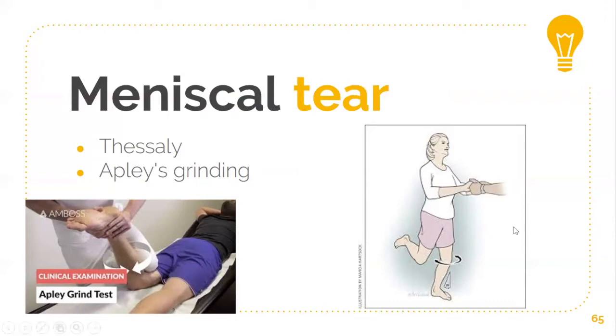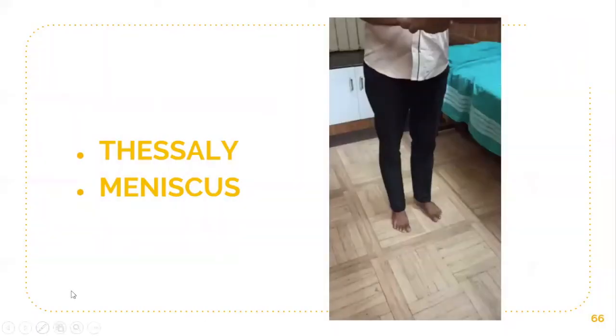Coming to Apley's grinding test, the patient is in prone position. The patient's posterior thigh is fixed by the examiner's knee. Then with the knee flexed to 90 degrees, compression and rotation is done. That means external rotation of the foot gives diagnosis of the medial meniscus and internal rotation of the foot gives diagnosis of the lateral meniscus. We can see the video of Thessaly's test.